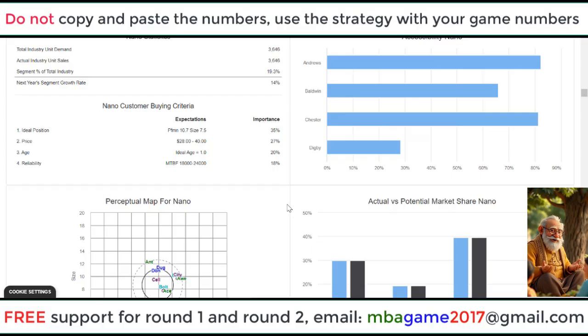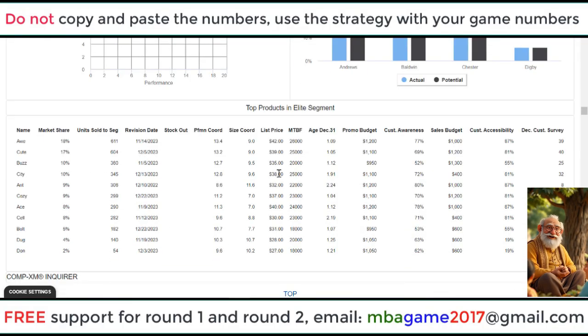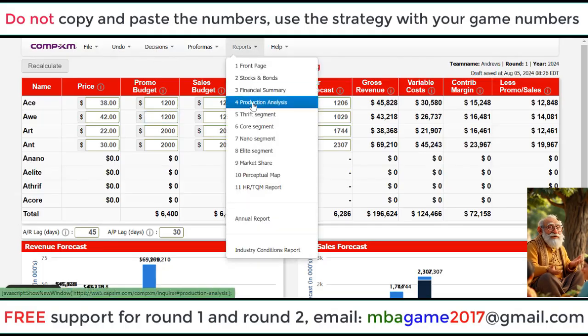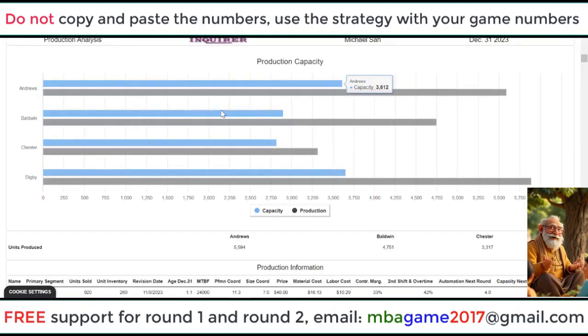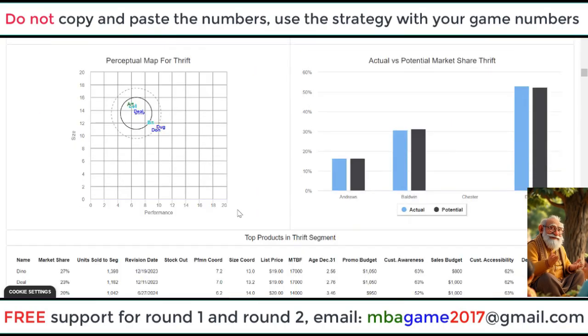Tip 7. Forecast sales accurately to avoid overproduction or shortages. Calculate your sales forecast using this simple method. 1. Look at last year's sales. 2. Adjust for inventory carryover. 3. Multiply by the segment growth rate, usually 9% to 12%. 4. Apply this estimate in both marketing and production. This prevents lost sales or excessive inventory.